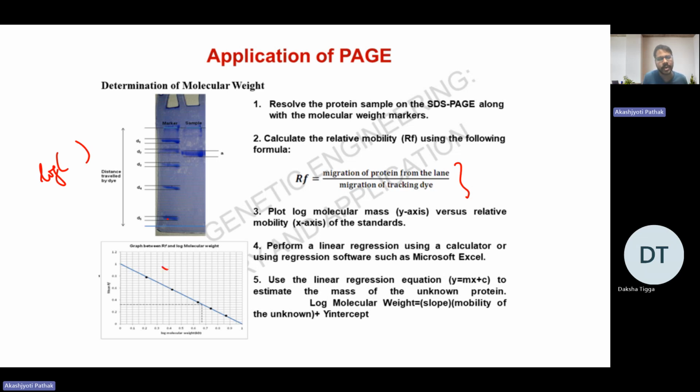So you can plot this y equal to mx plus c equation. Once you plot this curve, you will have a slope and a y-intercept, where y is your RF value and x is your log molecular weight. So from this equation, if you put the RF value of your protein of interest, you can get the x value. So x will give you the molecular weight of the protein of your interest from this graph. Okay.